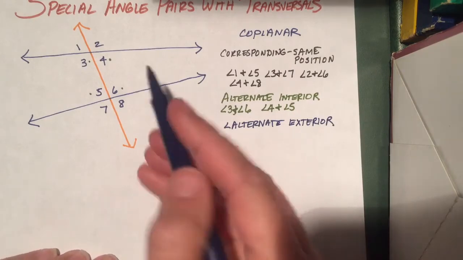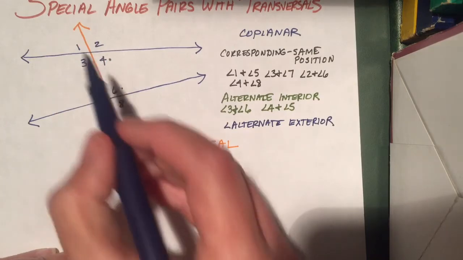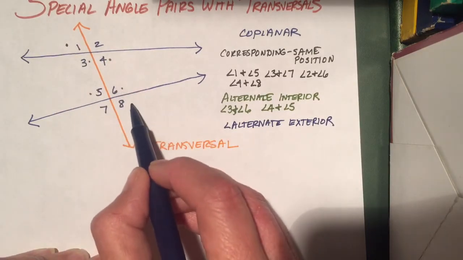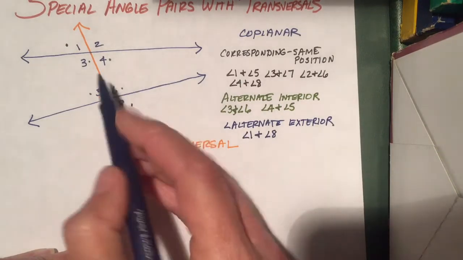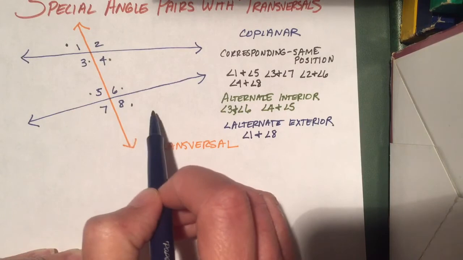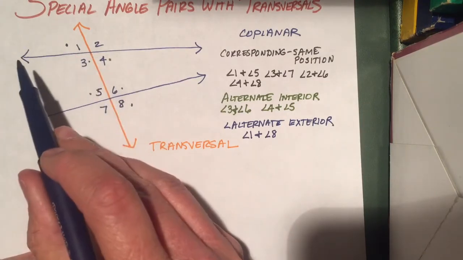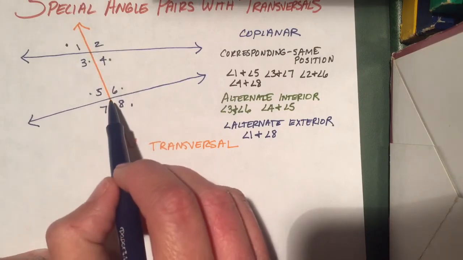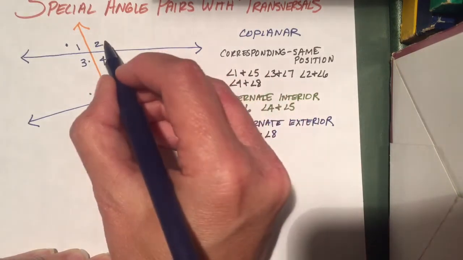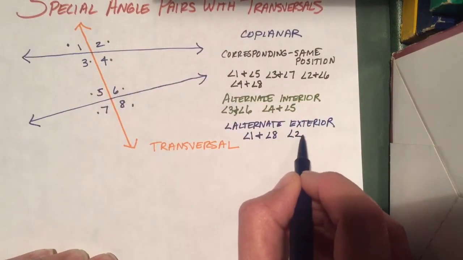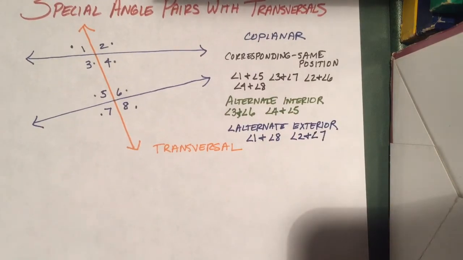So if I go alternate exterior, now I'm talking about the 4 angles on the outside. So it has to be 1, 2, 7, and 8. So my alternates will be 1 and 8. So I've got angle 1 and angle 8. 1 is on the left of the transversal, 8 is on the right. 1 is above, 8 is below. 1 has one side going to the left and one going up. 8 has one side going to the right and one going down. They're opposites of each other. Therefore, the other pair would be angle 2 and angle 7. So those are your alternate exterior angles.